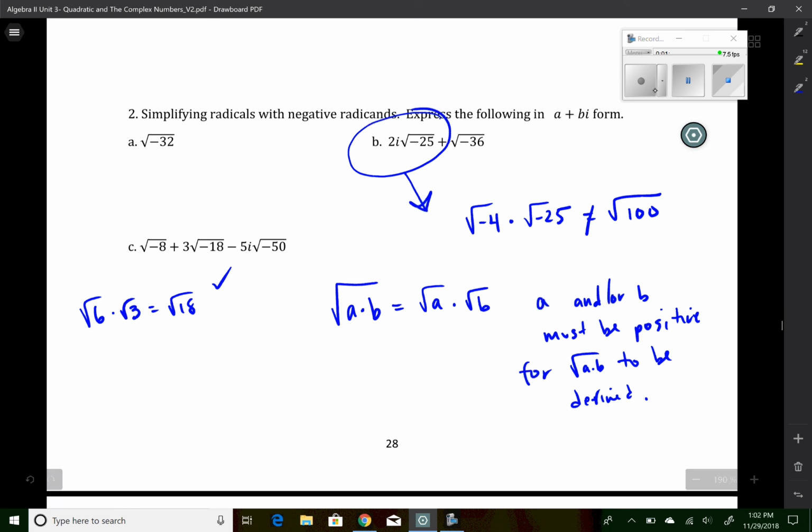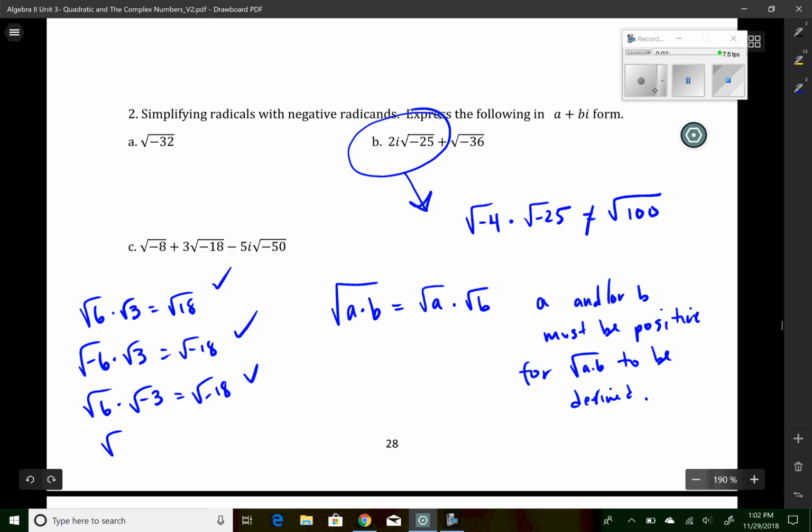So for example, if I have the square root of -6 times the square root of 3, I could say, well, that is the square root of -18. That works. If I have the square root of 6 times the square root of -3, that's also the square root of -18. That works. But the square root of -6 times the square root of -3 does not equal the square root of 18. That does not work because it would be undefined for that function.